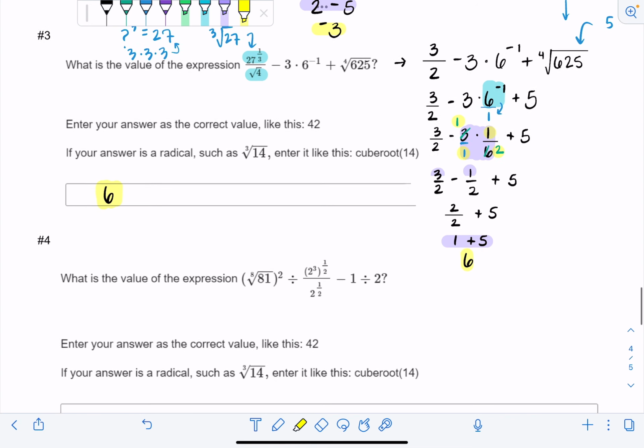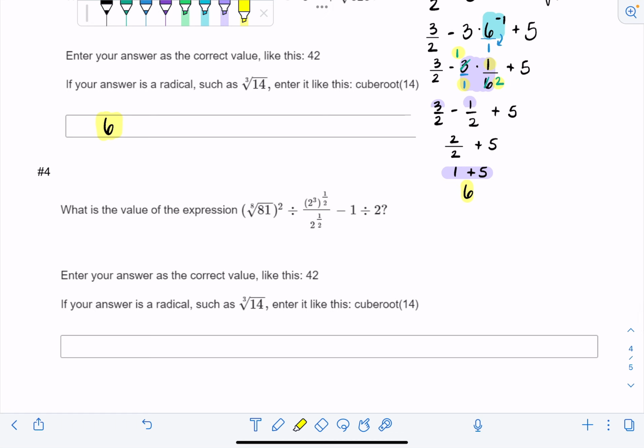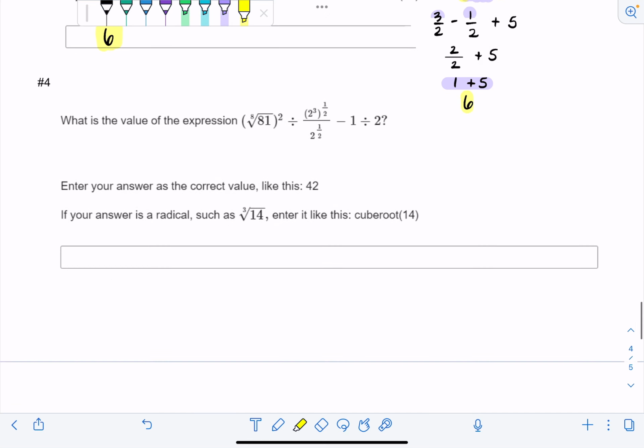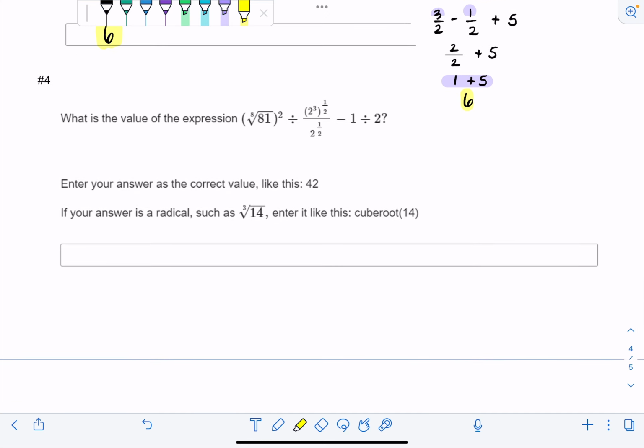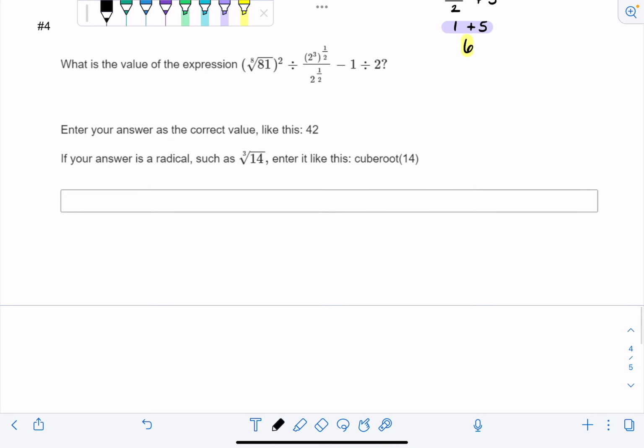And then last one, for number 4, what is the value of the expression: the eighth root of 81, to the second power, divided by 2 cubed to the 1/2, over 2 to the 1/2, minus 1 divided by 2. Okay, so I'm just going to go ahead and write this problem down here because it feels like I'm going to need a good amount of space.